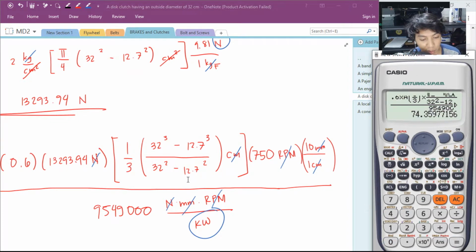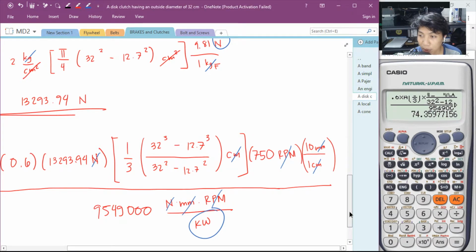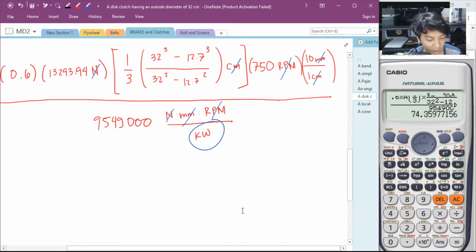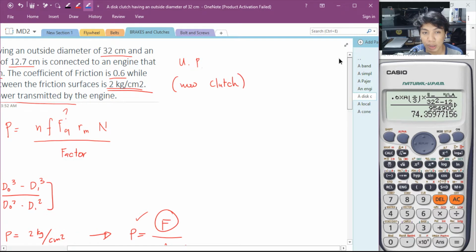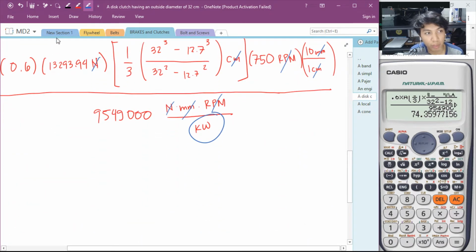Now, the answer will be 74.36 kilowatts. Okay? That is for uniform pressure. For new clutch. Ang lumabas is 74.35. The power for uniform pressure is 74.35 36 kilowatts.